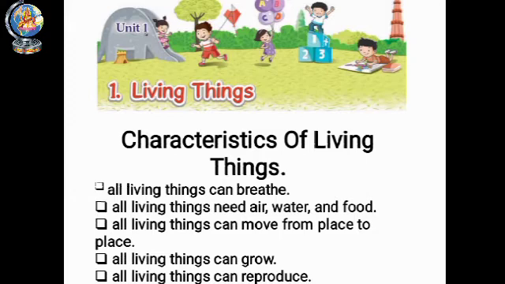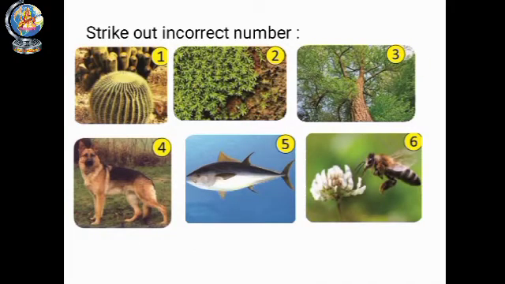Living things produce young ones, or we can say reproduce. Living things produce young ones like themselves, right? Like a donkey has its young one, a donkey only. They produce young ones like themselves. Let's go for the next. Now let's play a game.